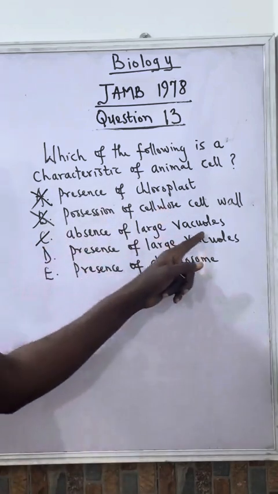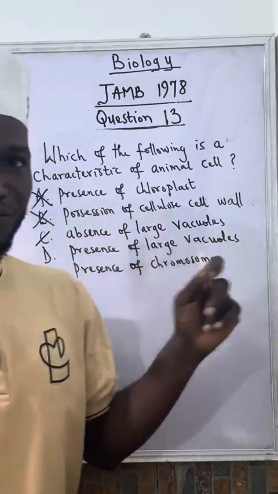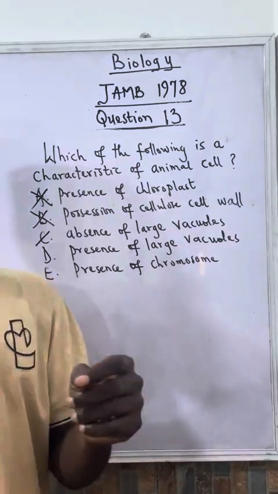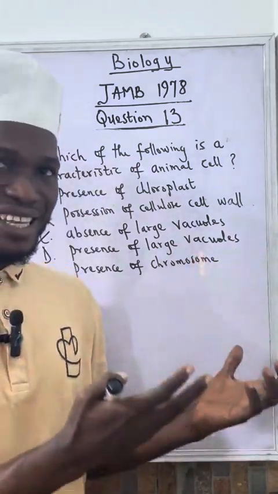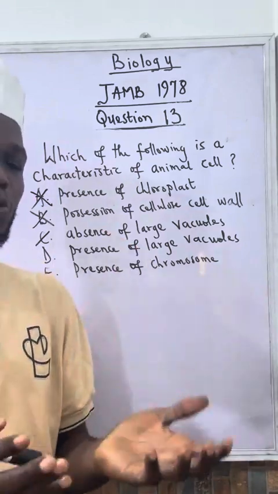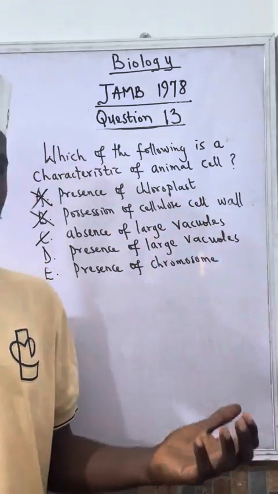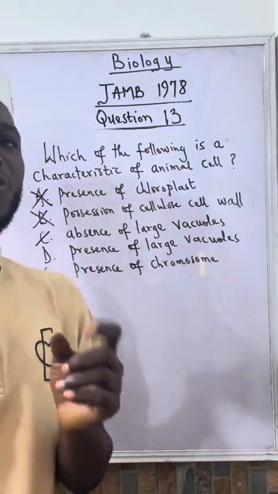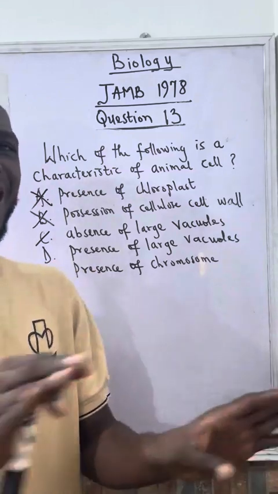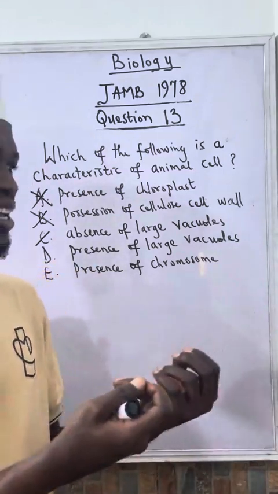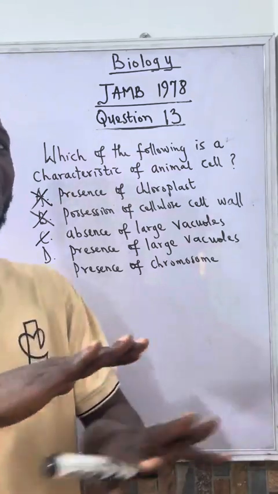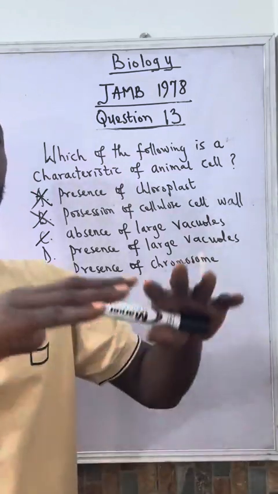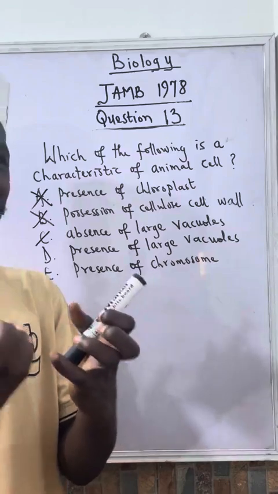So this is the correct answer. Absence of large vacuole. So large vacuole is present in plant cell. So the vacuole of plant is very large. It's always large. But the vacuole of animal is either not available at all. Either you see an animal cell that doesn't have vacuole at all, or the animal cell has many tiny and temporary vacuole.